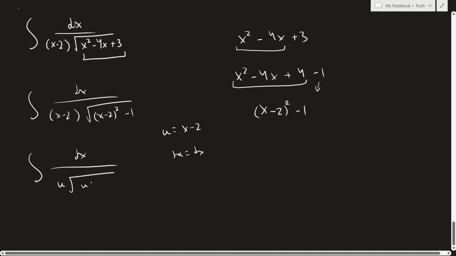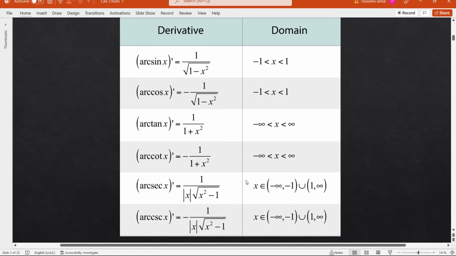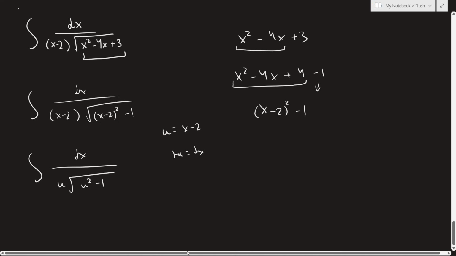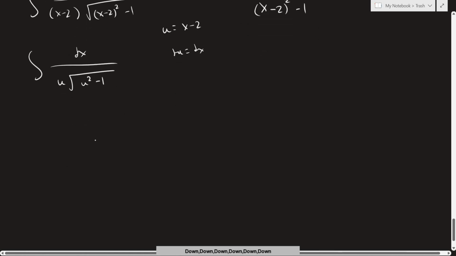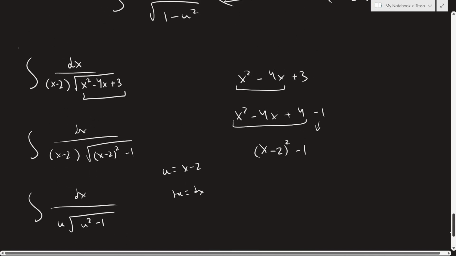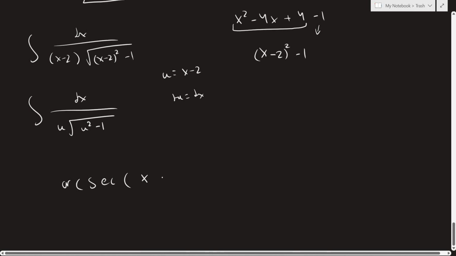Great, now we have to figure out which form this is. We go back to the table. It has an x outside and radical x squared minus 1. Correct. The difference between these two is this one is negative and this one is not. Do we have a negative here? No. So it's secant. So this is arcsecant of u, and we chose u to be x minus 2. So arcsecant of x minus 2 plus c. And this is your answer.